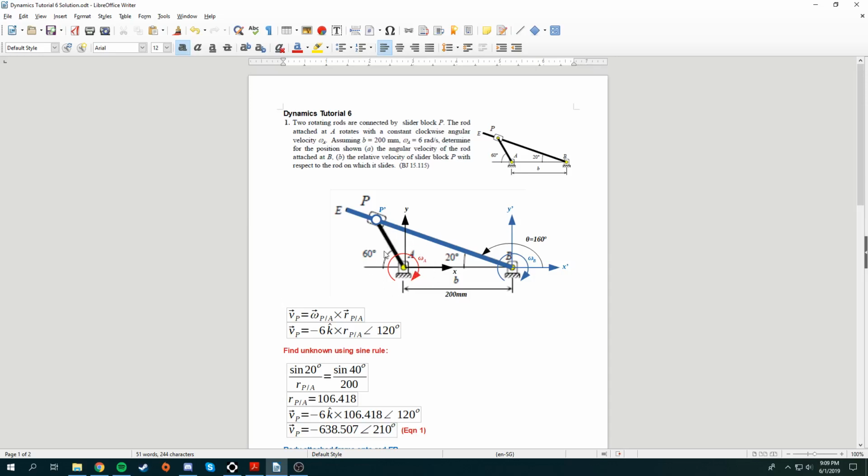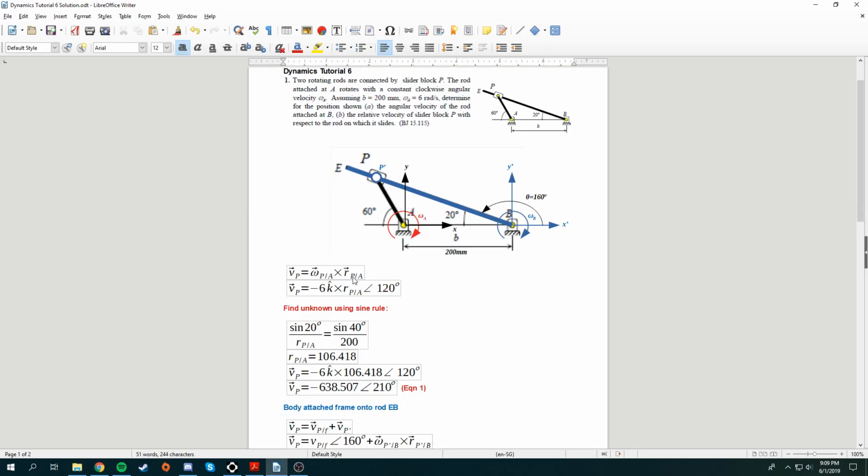So for point A, we know that velocity P is omega P from A cross with RP from A. Omega P from A we know is negative 6, so that's no problem. Then we just need to know what's RP from A. We know the angle, that's 120 degrees. Why? Because there's 60 degrees over here, meaning to say over here has to be 120 degrees. Okay, so we don't know the value. So how can we find this?